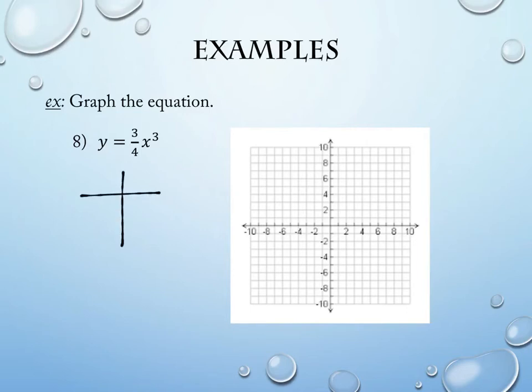So my values are not necessarily going to go in order on my chart, because I really want to pick 5 values, but I kind of want them to be nice values. Now, 0 is always, well, it's not always nice, but it's really nice here. If this is 0, and I do 0 cubed, what do I get? 0. And then 3/4 times 0 gives me 0. So 0, 0 is still a nice value.